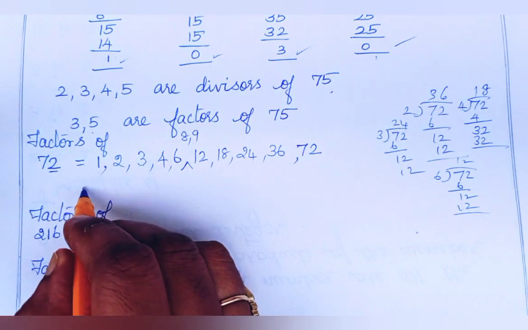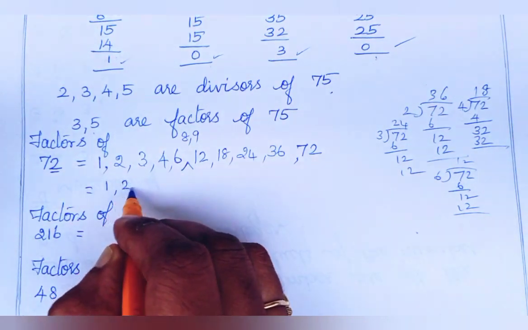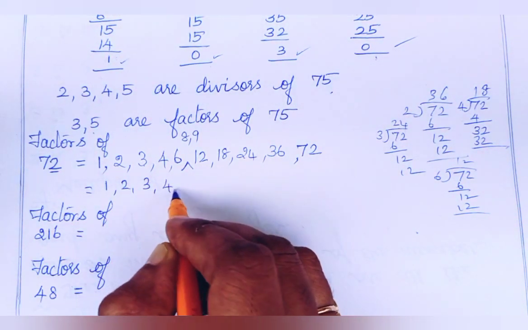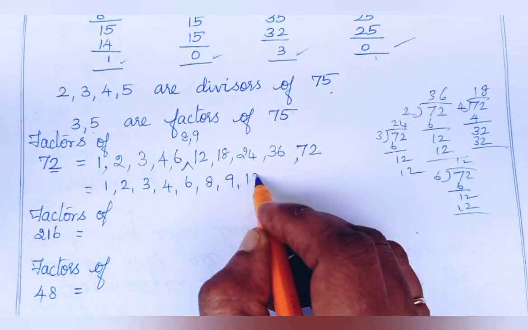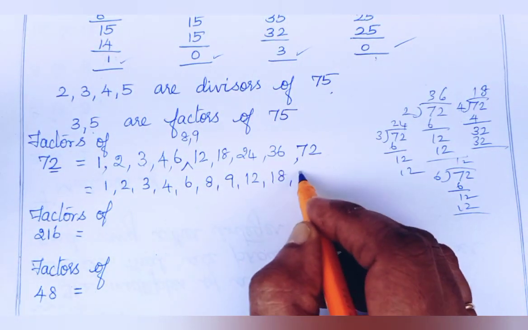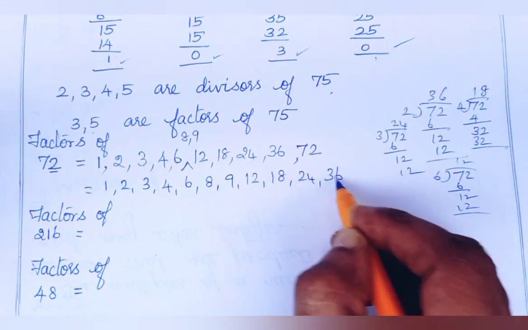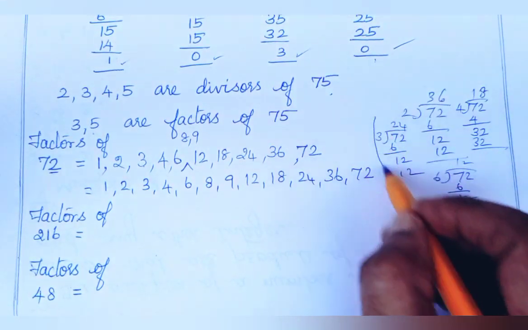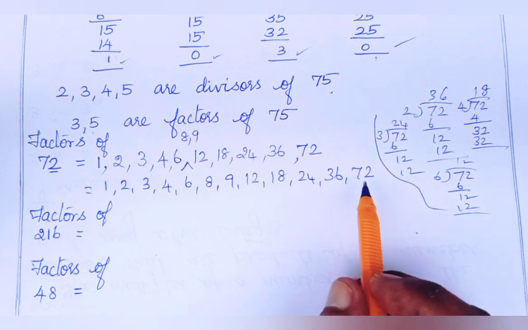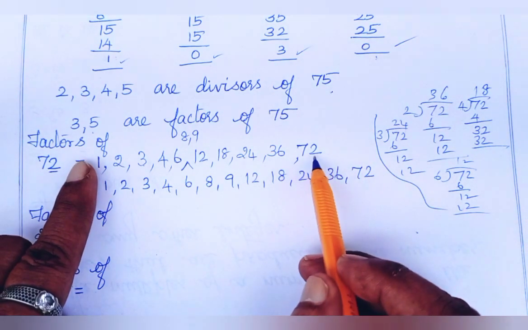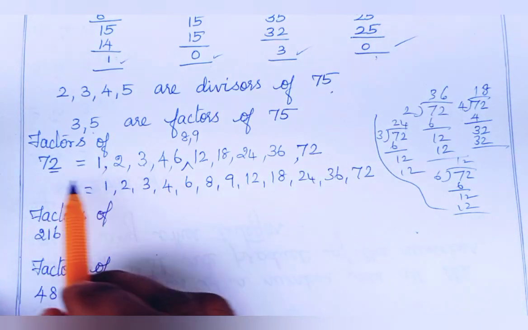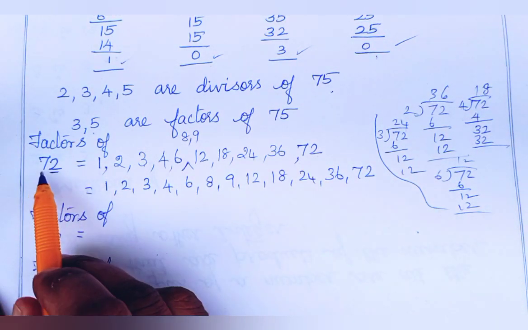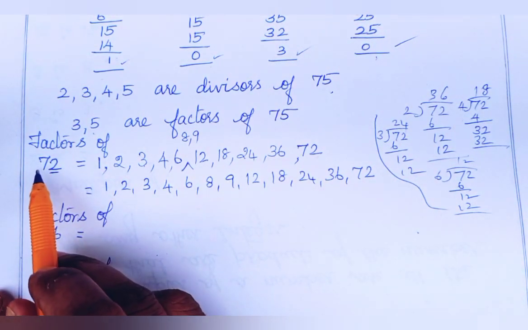So we have the factors of 72 as 1, 2, 3, 4, 6, 8, 9, 12, 18, 24, 36 and 72. From this example you could understand that all the factors of 72 lie between 1 and 72 alone, and we have used the divisibility rules to find the factors of this number easily.